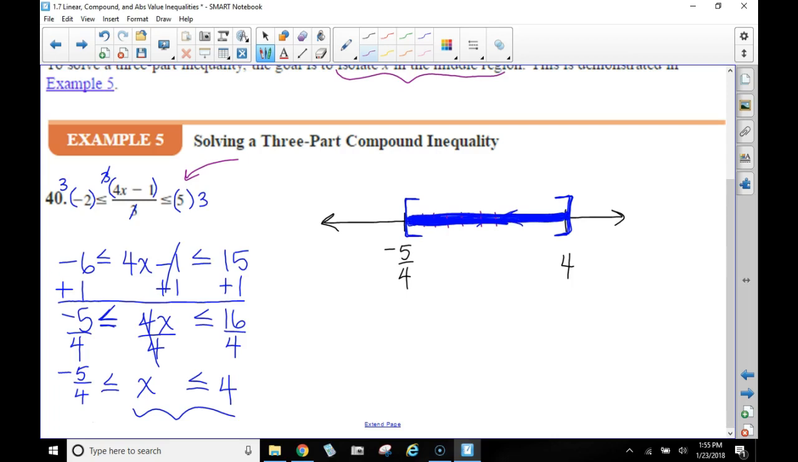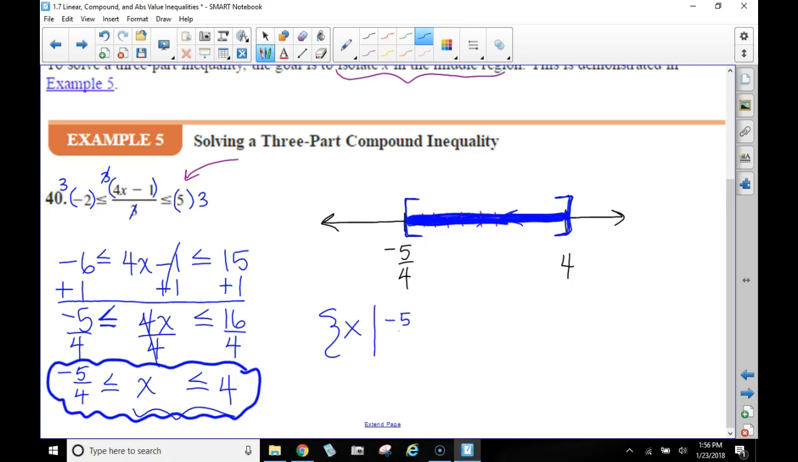Okay, so now we're saying my solution set is this compound inequality down here. And so if you're going to write your solution set in set builder notation, it'll look a little something like this. The set of all x values such that, and you write exactly what you have in there. -5/4 is less than or equal to x, but at the same time x is less than or equal to +4. Now, that's set builder notation.